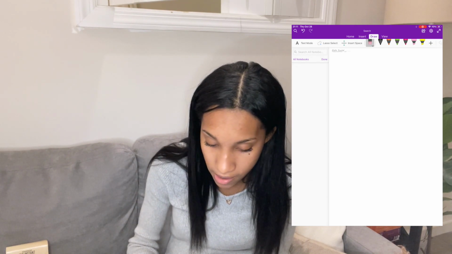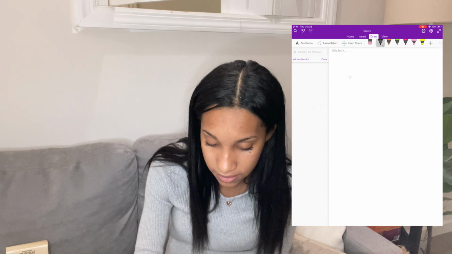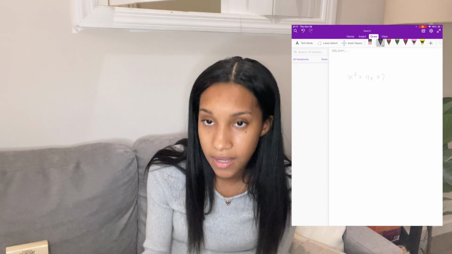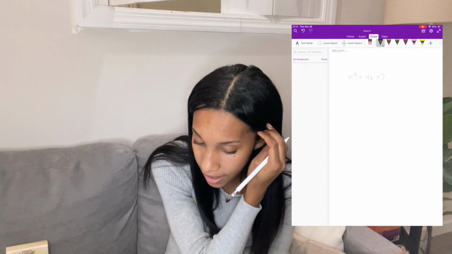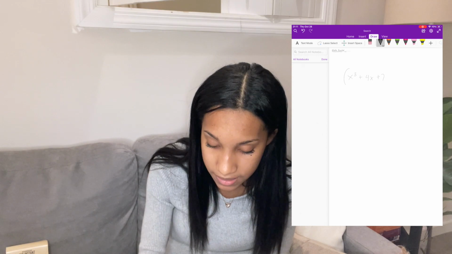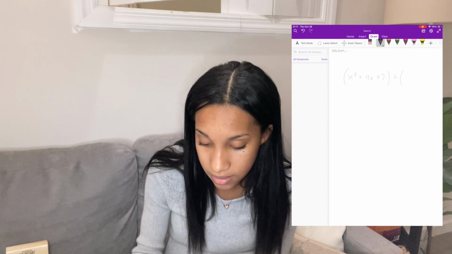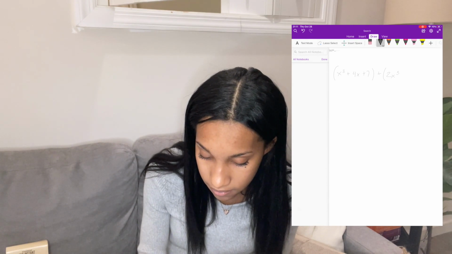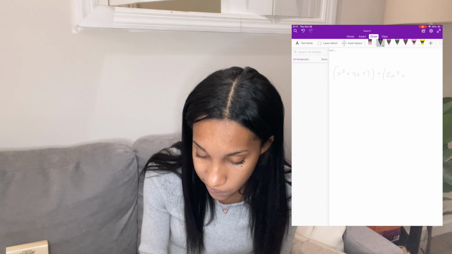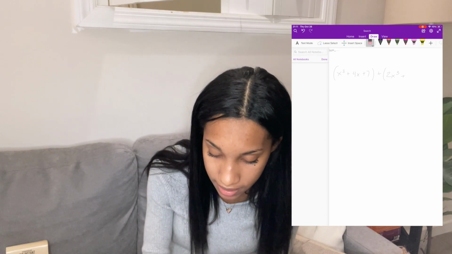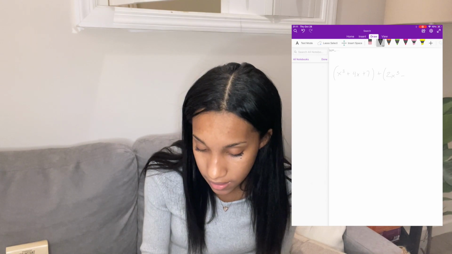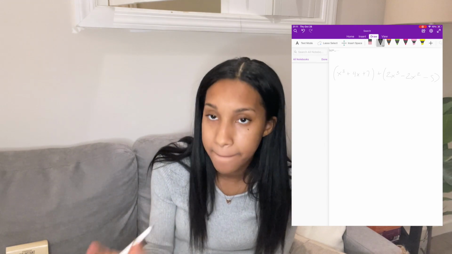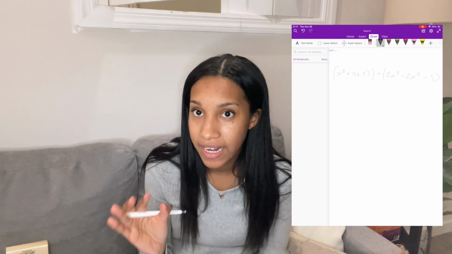Okay, so a polynomial looks like this. We'll do x cubed plus 4x plus 7. We'll do adding them first. Let's do some parentheses. Plus 2x cubed minus 2x squared minus 5. Basically, you're just combining like terms.